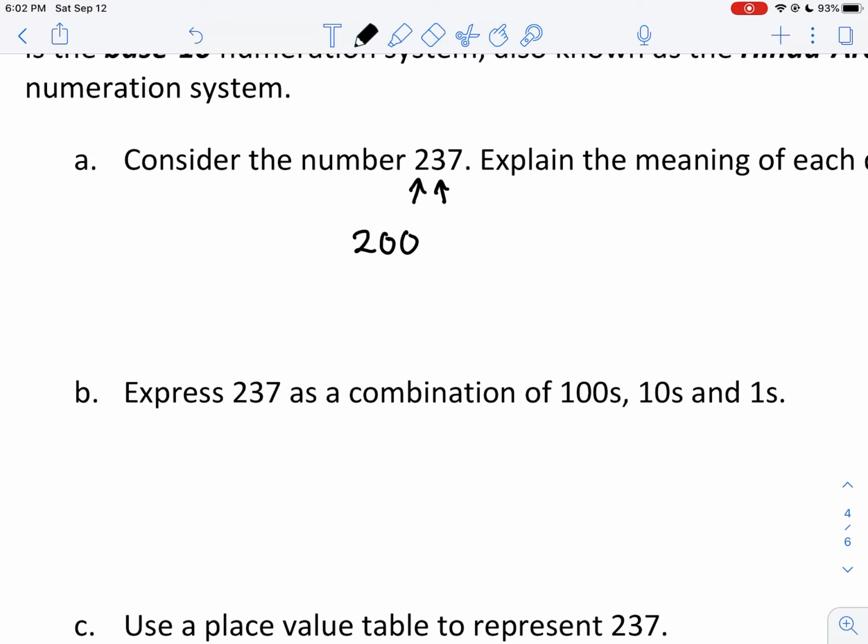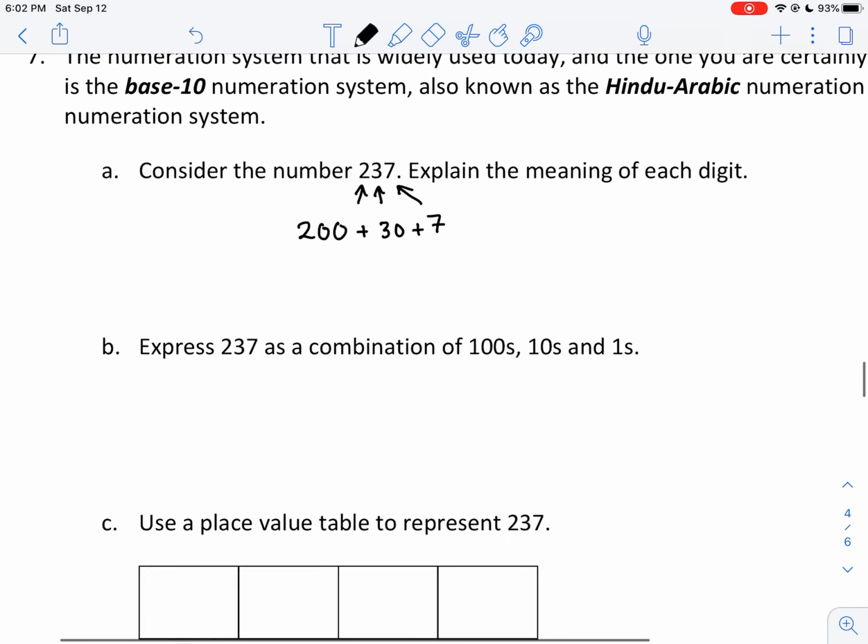The 3 is in a position that's called the tens position, and it really means that there's a 30 there, and then the 7 is in the ones position, meaning that there's just 7 ones. And so when you see a 2, 3, and a 7 written together like that, it really means you're combining 200, 30, and 7, not 2, 3, and 7. So this is a different thing to think about than combining 2, 3, and 7.